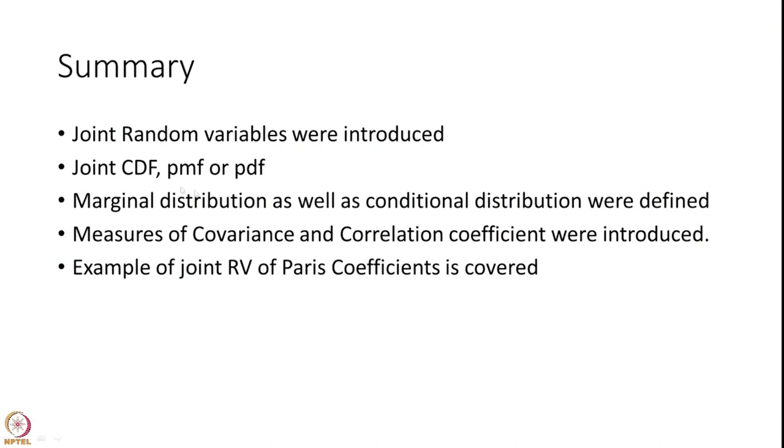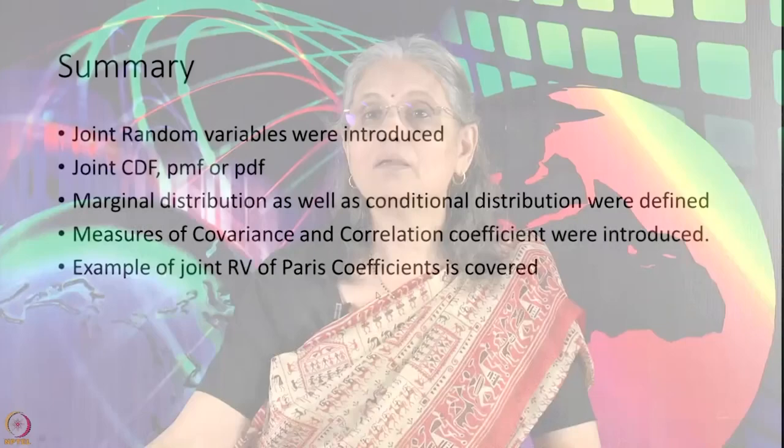Let us quickly summarize. We introduced joint random variables, then we introduced the joint cumulative distribution function. In the case of discrete joint random variables, the probability mass function, and in the case of continuous joint random variables, we defined a probability density function. We defined marginal distribution as well as conditional distribution. We defined the measures of covariance and correlation coefficient for two joint random variables, and we gave an example of joint random variables which were obtained as Paris coefficients in several random experiments of generating Paris curves.